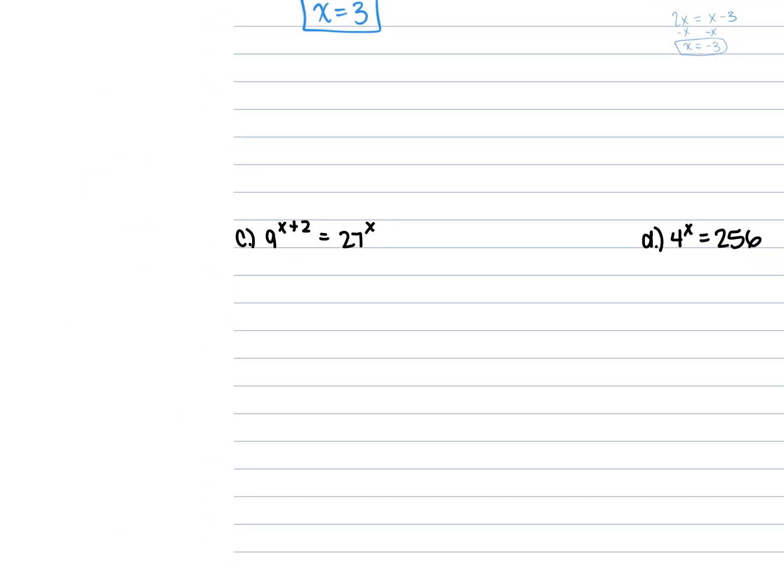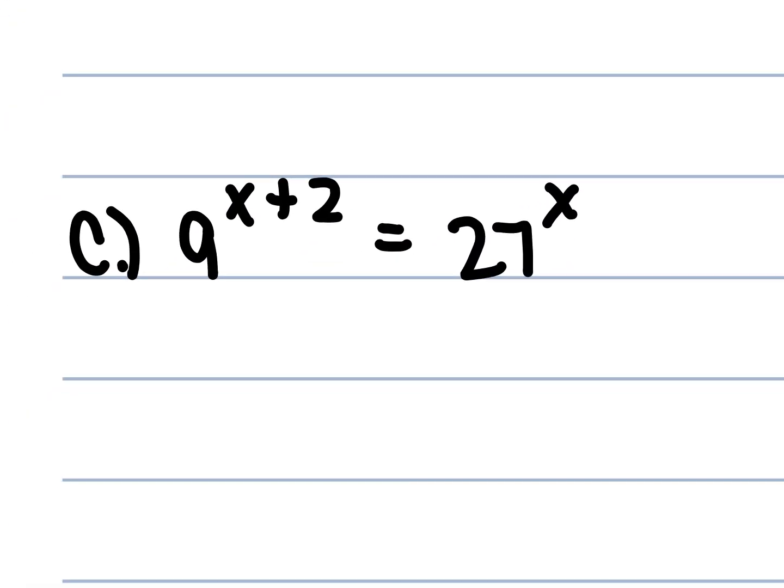Let's take a look at C. Now, I said always use the base that is smaller. So 9 is smaller. Do you guys agree? But can you raise 9 to a power to give you 27? No. What's 9 squared? It's already 81. So let's try something else. This is an example. Put a star next to it. We're going to have to change both bases.